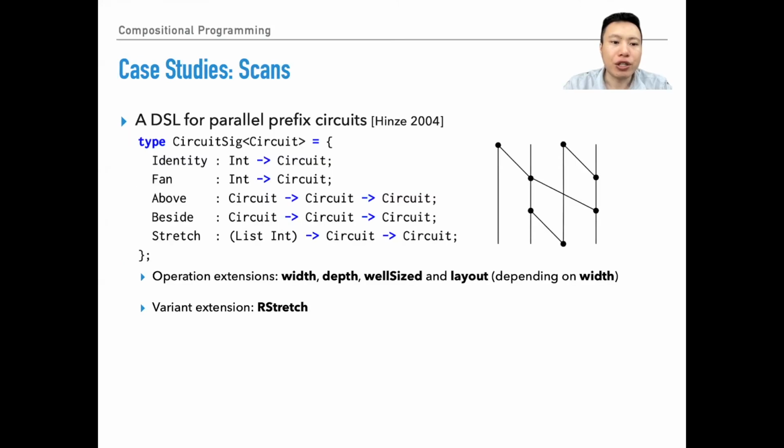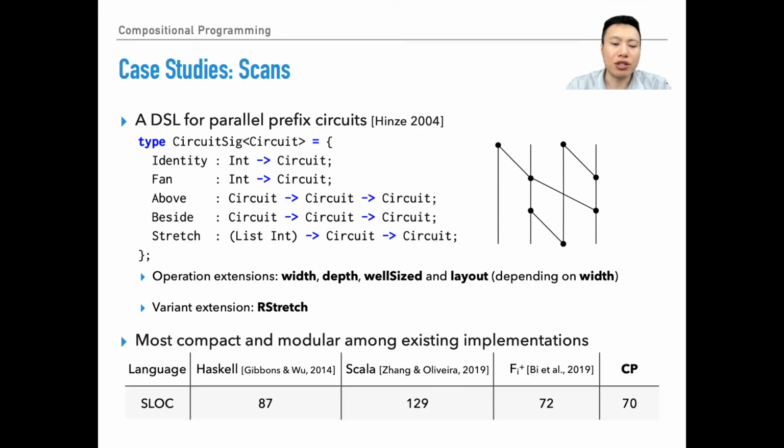To further demonstrate the usability of compositional programming, we conducted 3 case studies. The first is a DSL for parallel prefix circuits. This case study examines the ability to solve the expression problem as well as the ability to declare simple modular dependencies. The language initially has 5 constructs and is later extended with various operations and a variant extension. We compare our implementation with existing implementations written in Haskell, Scala, and Fi+. Our implementation is the most compact and modular.